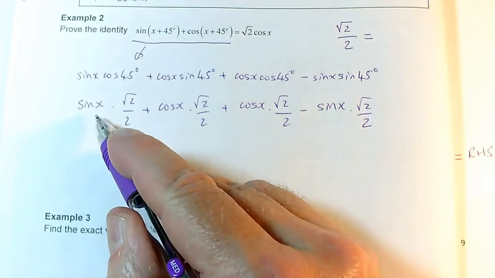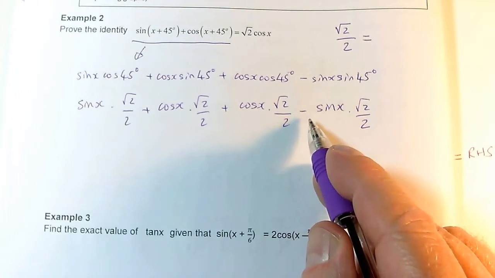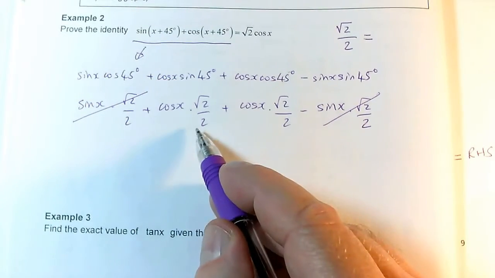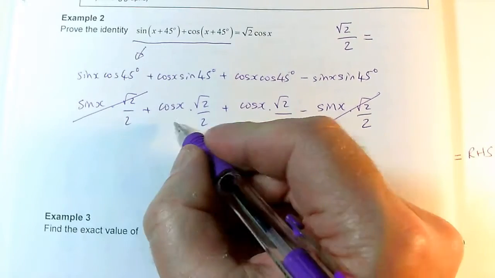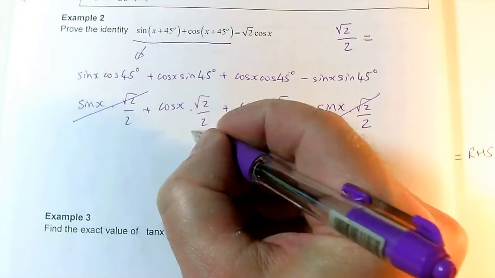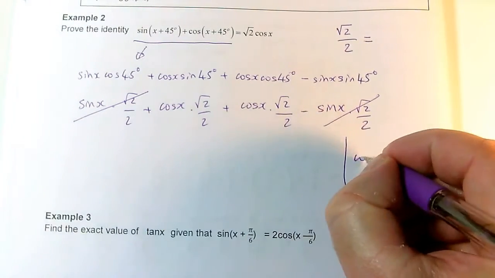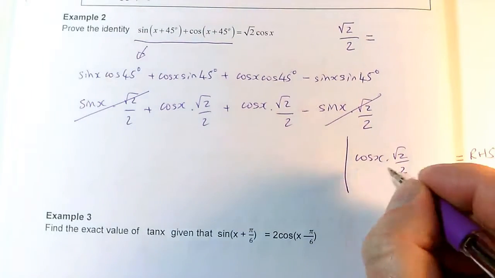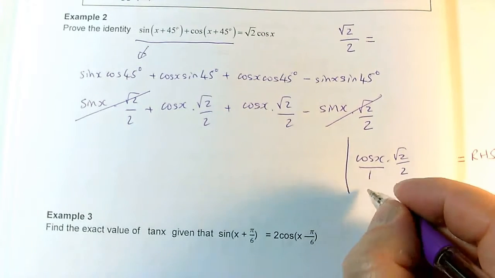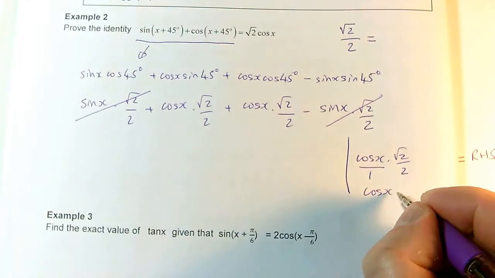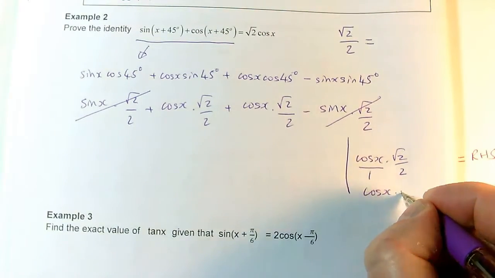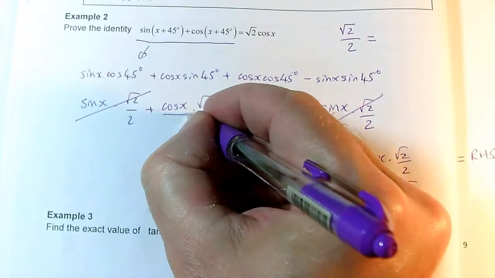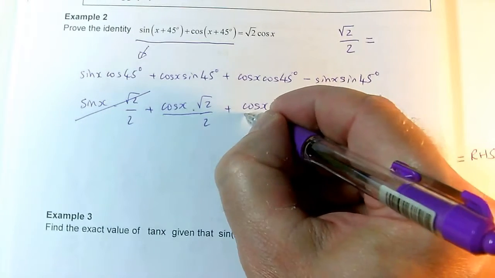Now this term here is exactly the same as that one, but this has got a minus on it, so this is going to cancel with this. And this one here, oh look, I've got something divided by 2. Cos of x times root 2 over 2, you've got to be comfortable. I could write cos x is cos x over 1, so it's cos x times root 2 all over 2. So this is cos x times root 2 all over 2, and this is cos x times root 2 all over 2.